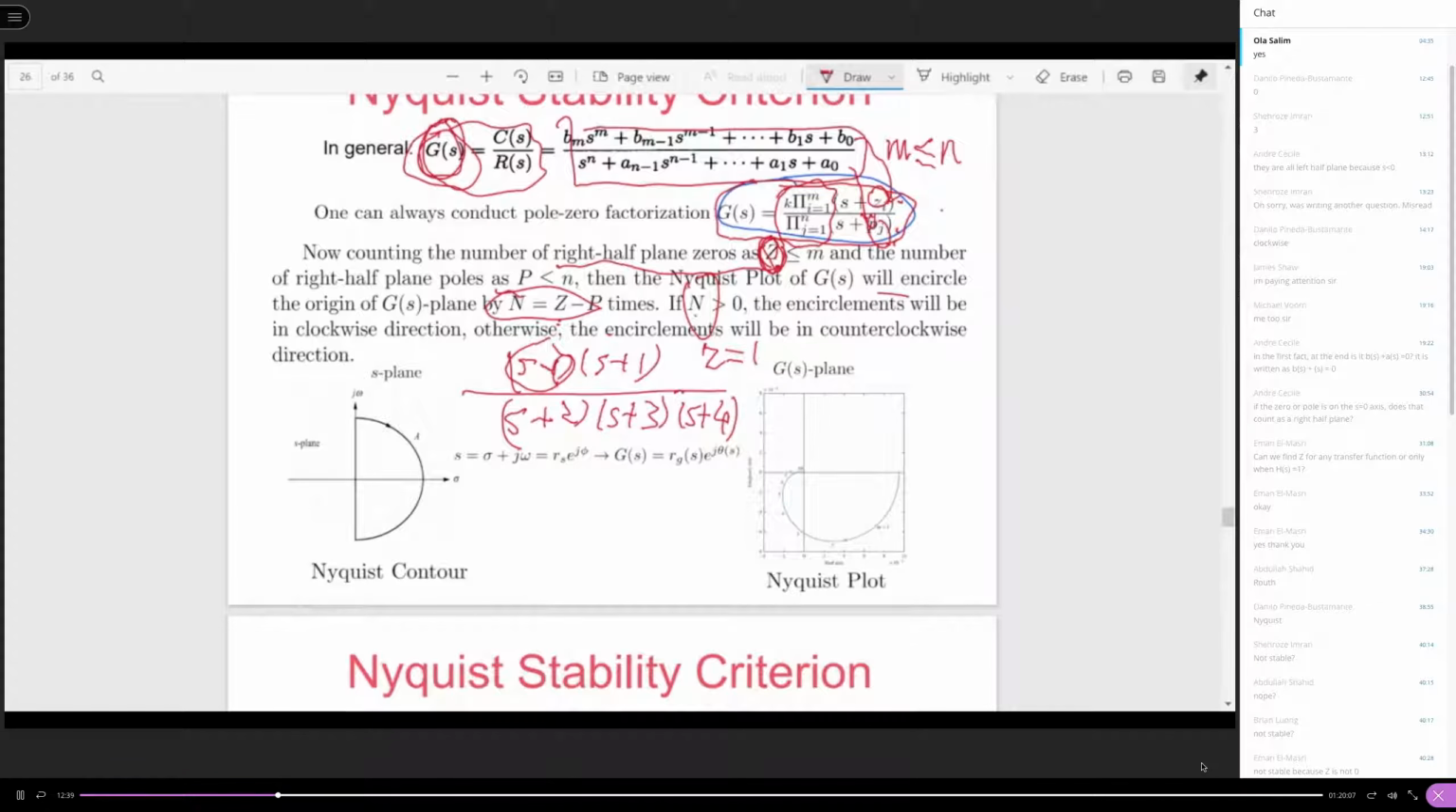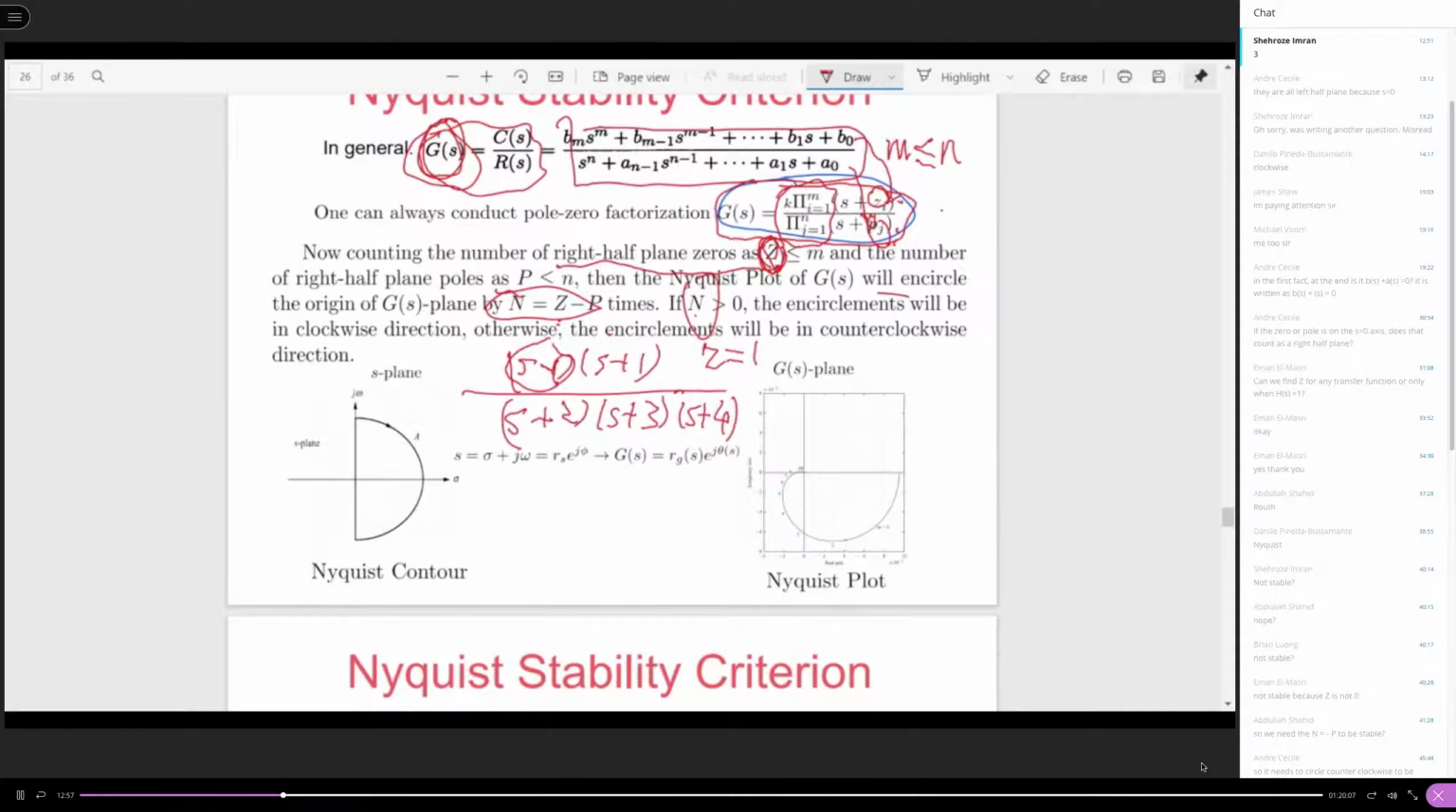How many right half plane poles? Can someone tell me? How many right half plane poles? 0. Yes.